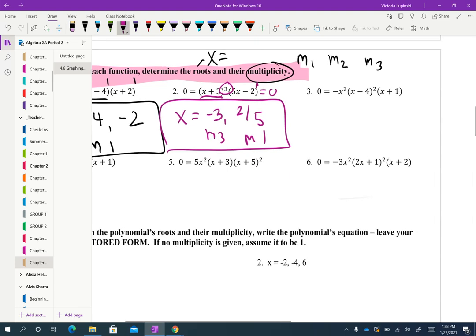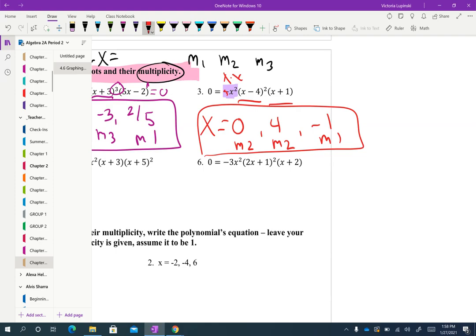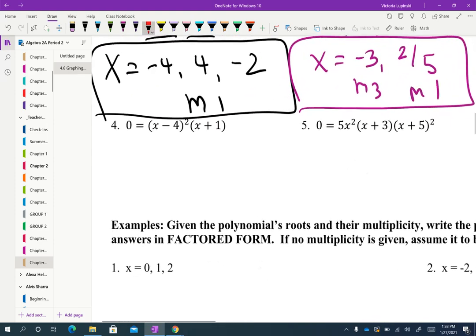recognize it. So over here in number 3, starting with this negative x squared. Again, a negative is just a negative, but it doesn't tell us anything about what a 0 is. So you're just going to disregard that negative. So that x squared, that's essentially x times x, which means that 0 is the answer, but because it's squared, that's an m2. Then x minus 4 squared means that 4 is an answer, m2. And x plus 1 means that negative 1 is an answer with just m1. It should get faster, it should get easier, dare I say even fun.